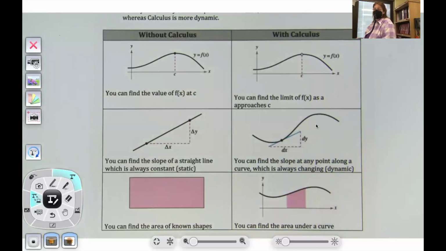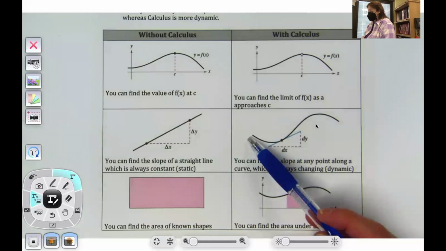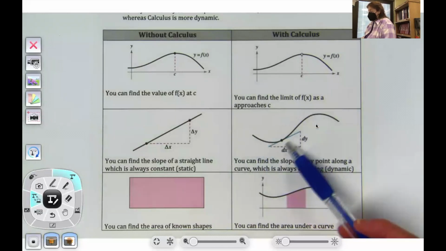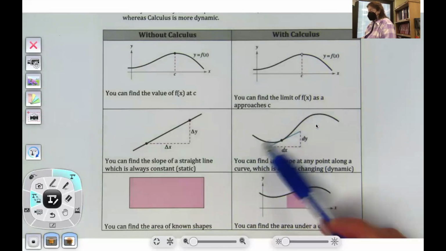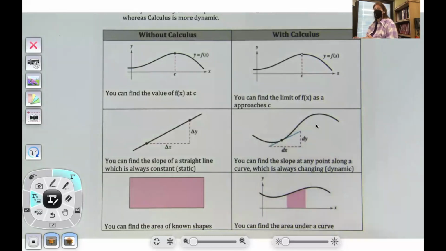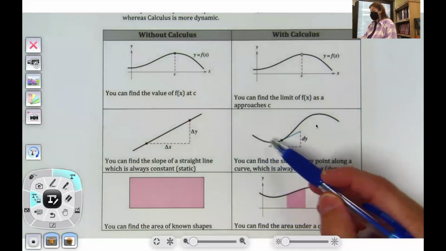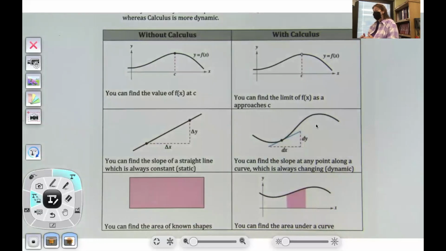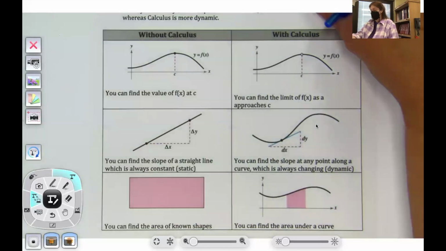So as I move along this curve, the slope changes at any given point along the curve. It's dynamic. And to be able to calculate the slope at any point along that curve, I'm going to need to be able to apply some calculus.